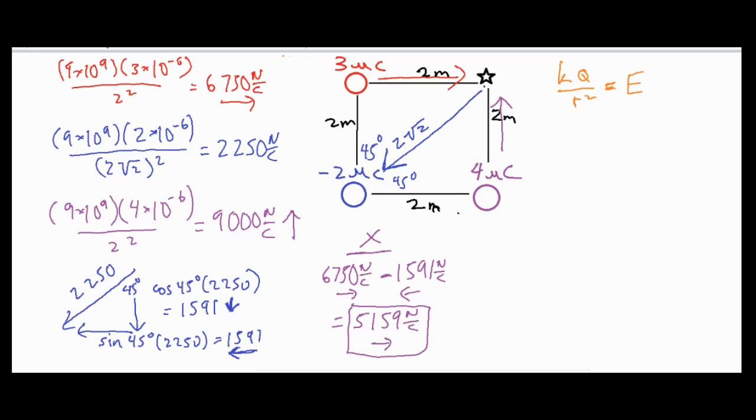Now for our y values, everything in the vertical direction, we have 9,000 newtons per coulomb directed upwards. And then we have 1,591 down. So we're going to subtract that because it's in the opposite direction. That's going to give us 7,409 newtons per coulomb, directed upwards.